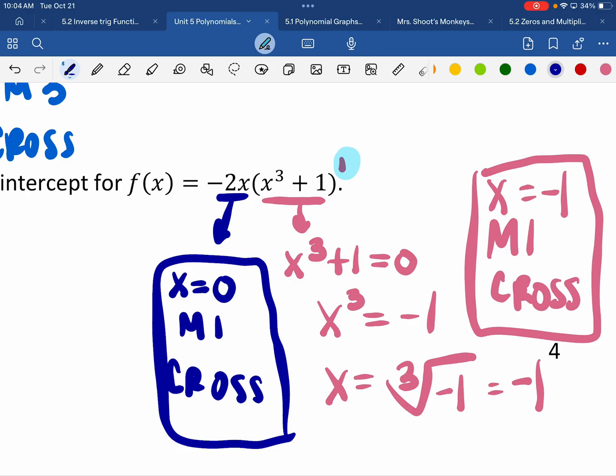All right, so I have 2 zeros on this one. The 0 from the -2x has an exponent of 1. It's going to happen one time, so it crosses. Now this factor happens one time. So when I set it equal to 0 and solve for it, that answer is still only happening once. So it has a multiplicity of 1, which means you would cross.